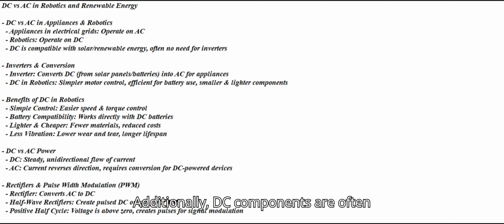Additionally, DC components are often smaller and lighter than their AC counterparts, a significant advantage in robotics where space and weight are limited. DC power devices tend to be cheaper because they are lighter and use fewer materials. Fewer components mean lower costs, and simpler designs reduce the complexity, making DC systems more efficient and cost-effective. DC motors also produce less vibration than AC motors, reducing wear and tear, which leads to lower maintenance costs and a longer lifespan. In terms of renewable energy, solar panels convert energy to DC, and since robotics use DC, this is a natural pairing. However, not all renewable energy sources produce DC.